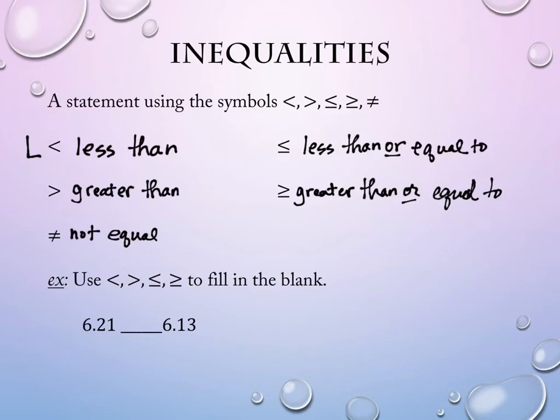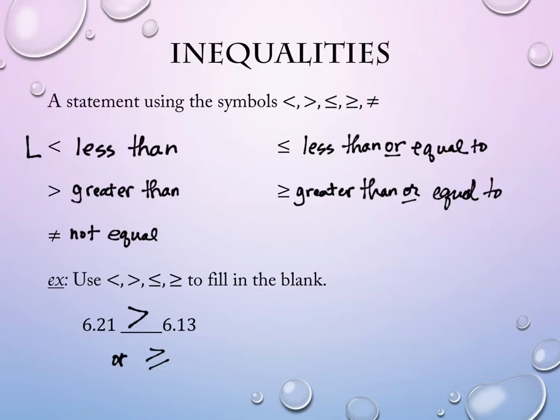So which symbol could go in between 6.21 and 6.13? What do you think? Greater than? That's one of them. What other symbol could go in between? Greater than or equal to. Yep. So you can do that one, or you can do the greater than or equal to. They're both correct, right?